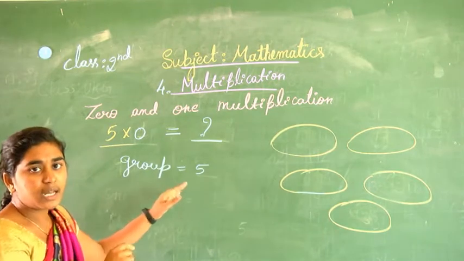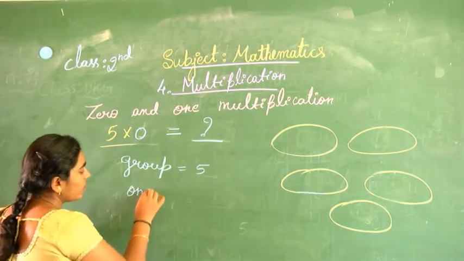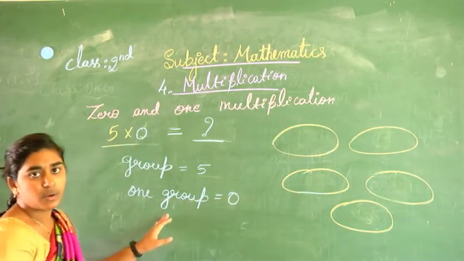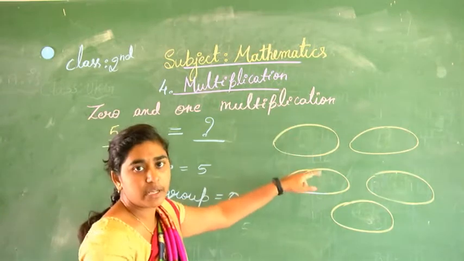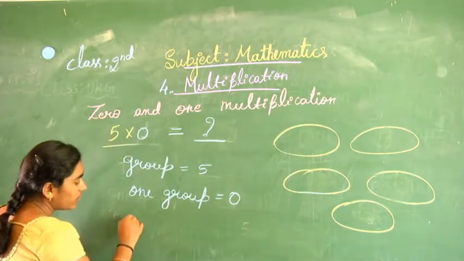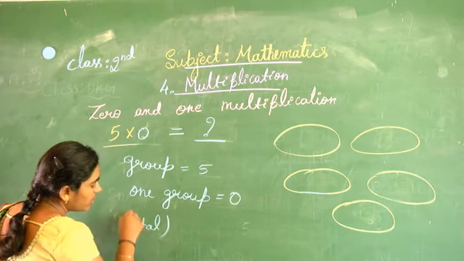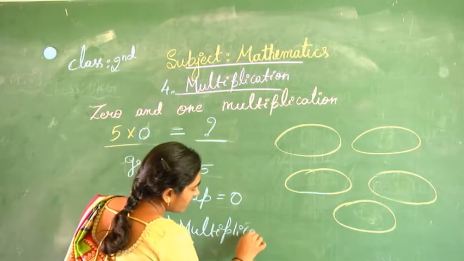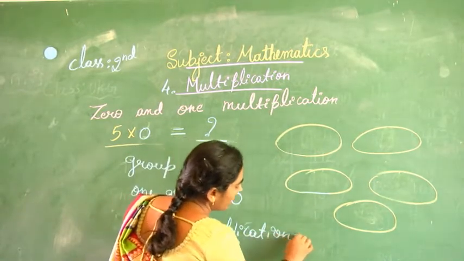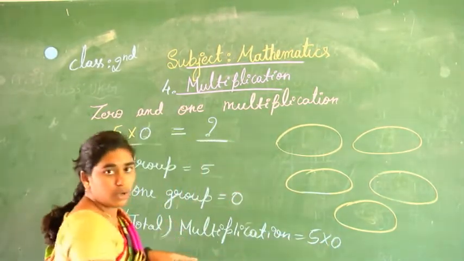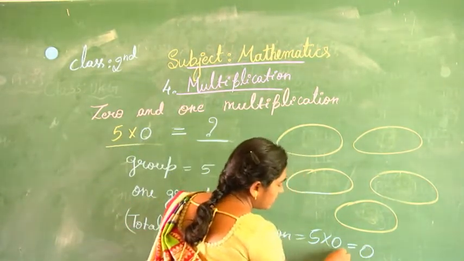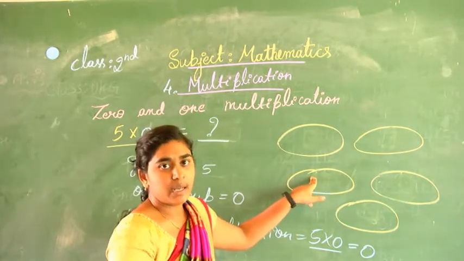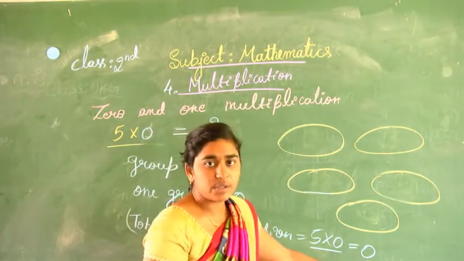So how many cakes are there in one group? One group has no cakes. That's why I am writing 0. One group is not having any cake on each plate. So 0. What will be the total or multiplication fact? That is 5 into 0, right? 5 into 0, we will get 0 itself. There are no cakes, no piece of cake is there on any plate, so 5 into 0 is 0.